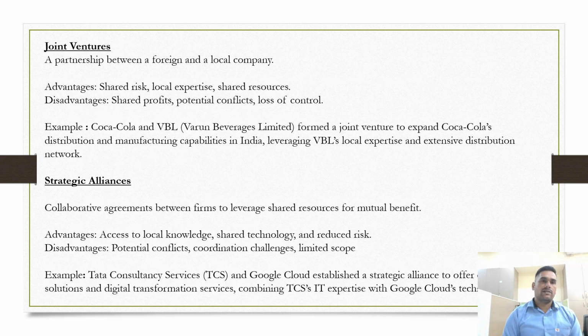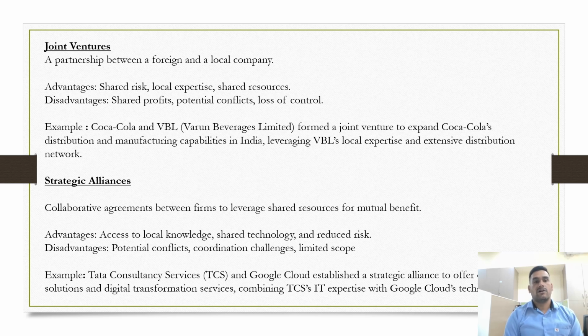In the next slide, joint venture: a partnership between a foreign and a local company. The main advantages are shared risk, local expertise, shared resources. Disadvantages: shared profits, potential conflict, loss of control. Example: Coca-Cola and VBL, Varun Beverages Limited, formed a joint venture to expand Coca-Cola distribution and manufacturing capability in India, leveraging VBL's local expertise and extensive distribution network.